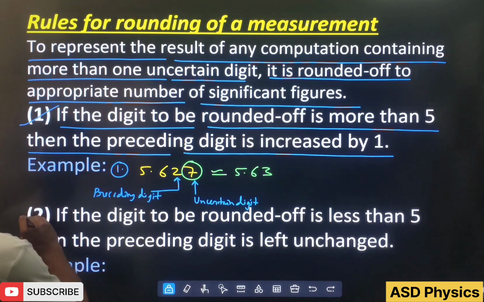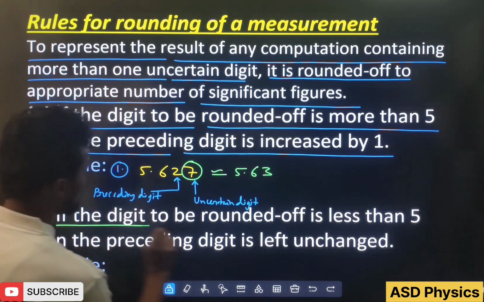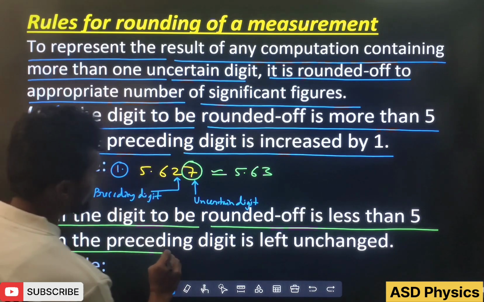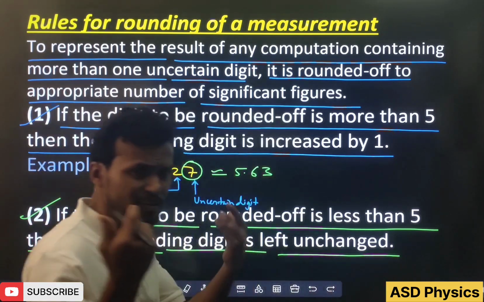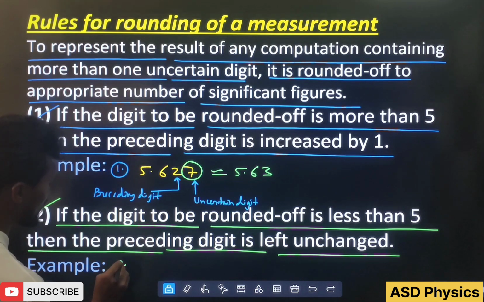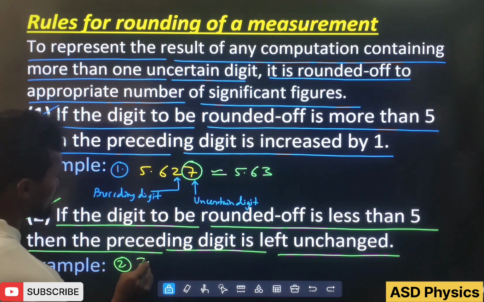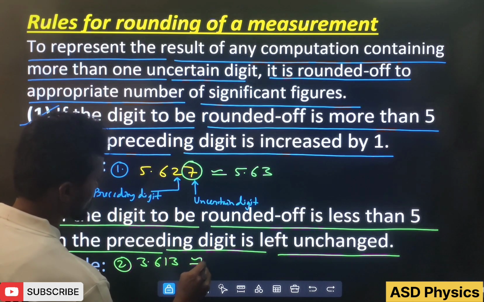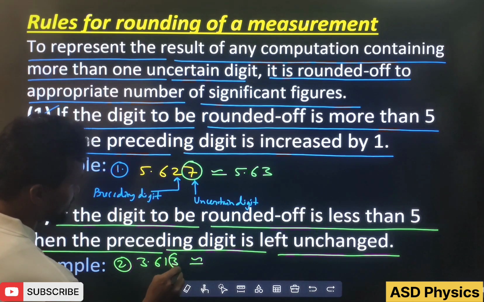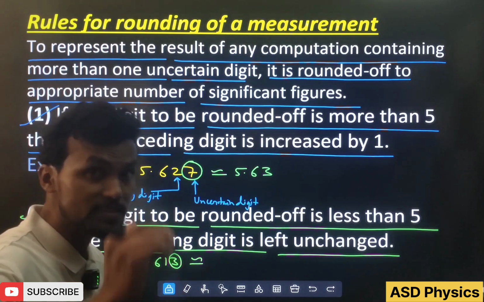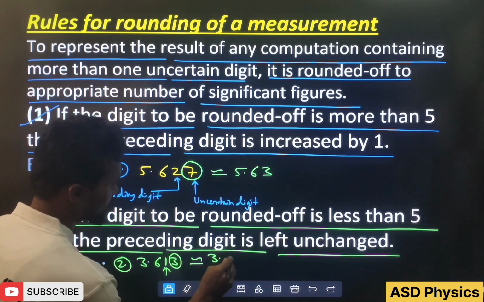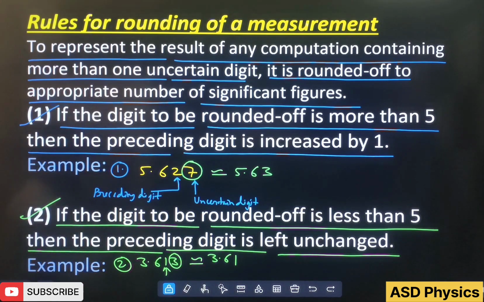Okay, great. Second one, you can see very well, see, if the digit to be rounded off is less than 5, then the preceding digit is left unchanged. So if I talk about the example, let's take 3.613. Here you can see very well, now the uncertain digit is 3. This is less than 5. So this one will be left unchanged. That means it will be 3.61. Okay, kindly see here very well how we have done it beautifully.